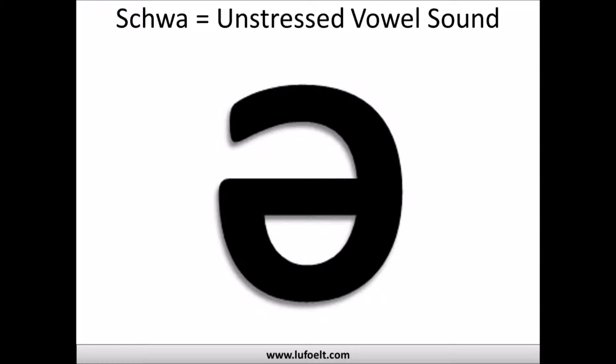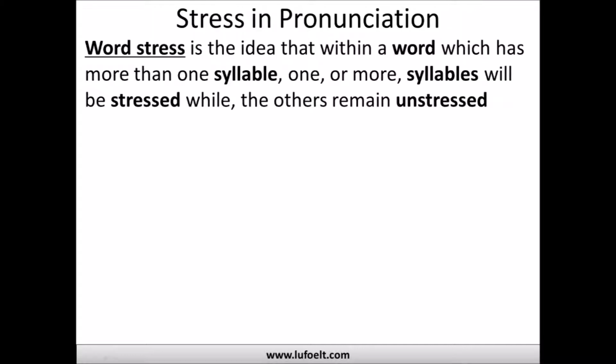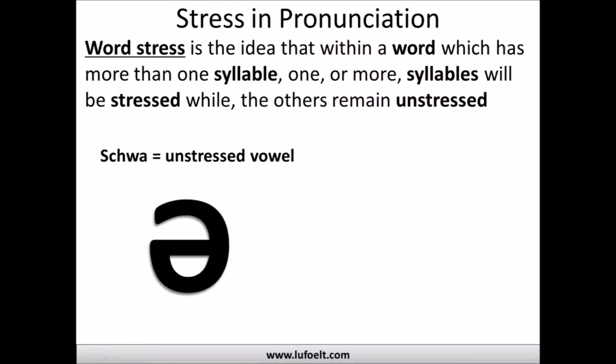A syllable, just in case you don't know, is a single sound within a word. So many words are made of 1, 2, 3, 4 syllables. They have one sound, or two sounds, or three sounds, parts. They're just parts of words, individual sounds. And word stress is the idea that within a word which has more than one syllable, one or more of those syllables will be stressed, while the others are not stressed. They're called unstressed syllables.